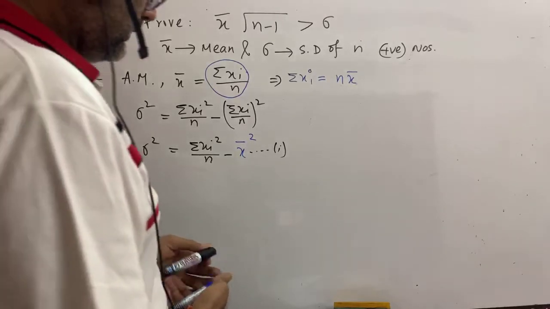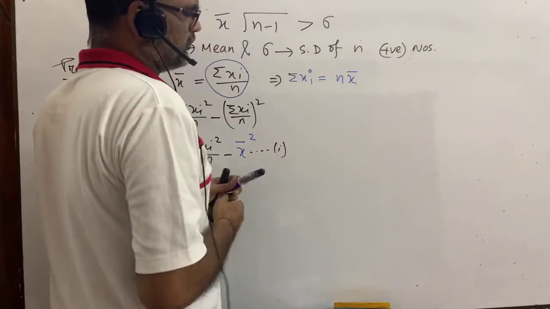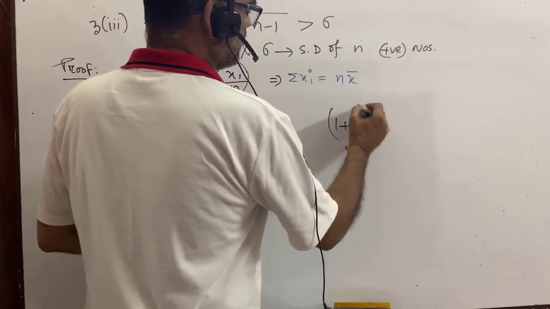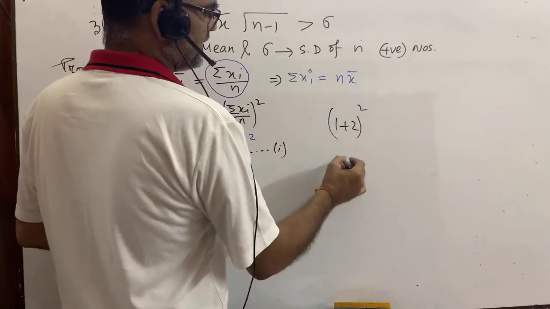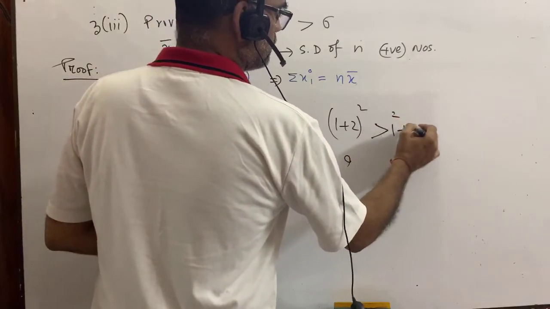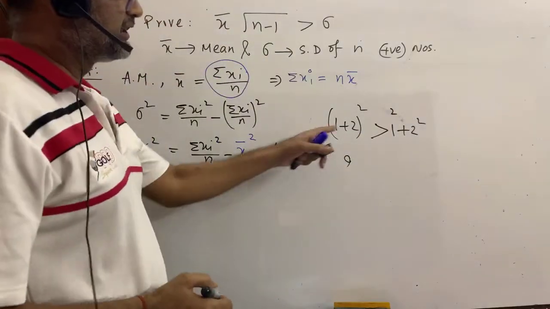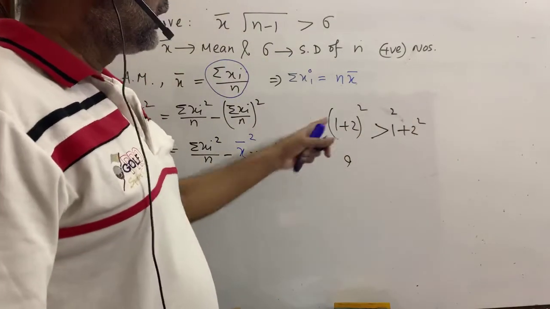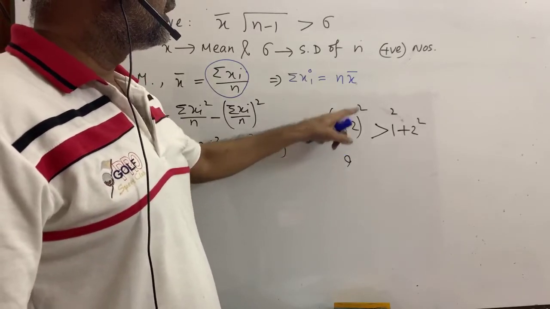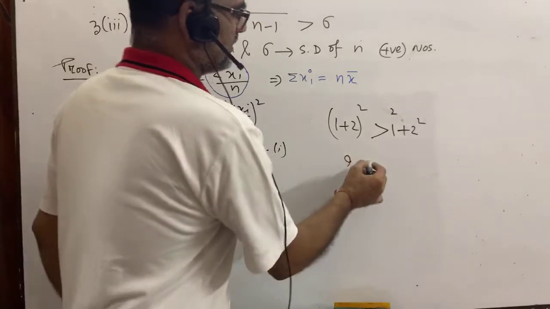Dear students, what we know. Suppose 1 plus 2 whole square equals to what? Its value is 9. Do you know this is greater than 1 square plus 2 square? And it is possible if and only if the data are positive. 1 and 2 are positive. 1 plus 2 equals 3, 3 square equals 9. Then 1 square plus 2 square is 1 plus 4, 5. That is 9 greater than 5.